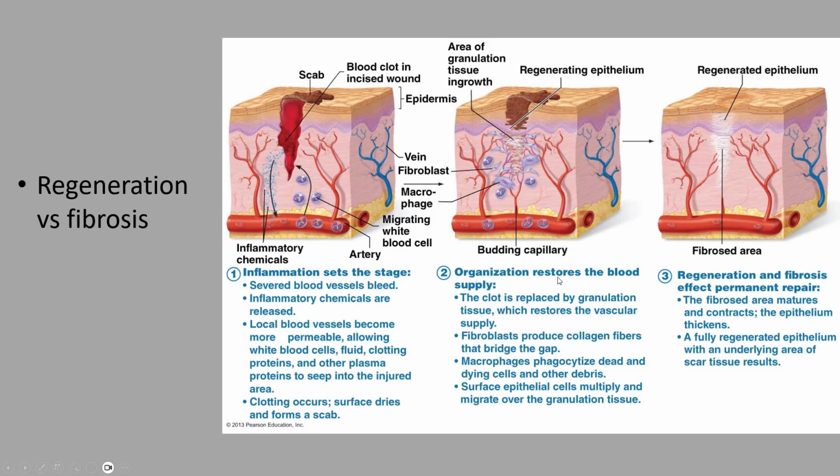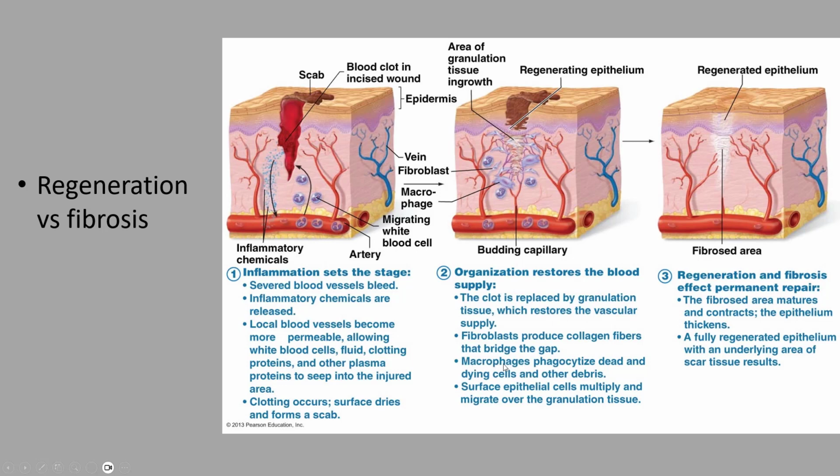Organization is step 2. So the clot itself starts to be replaced by something called granulation tissue. This is tissue that's going to start to rebuild any damaged blood vessels. Fibroblasts, remember the cells that produce fibers, they're going to start producing collagen fibers. That's going to start to kind of stitch up where the damage was.